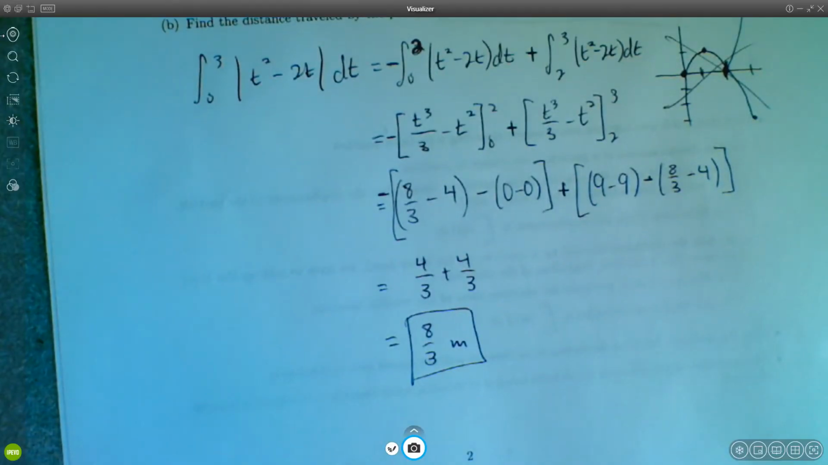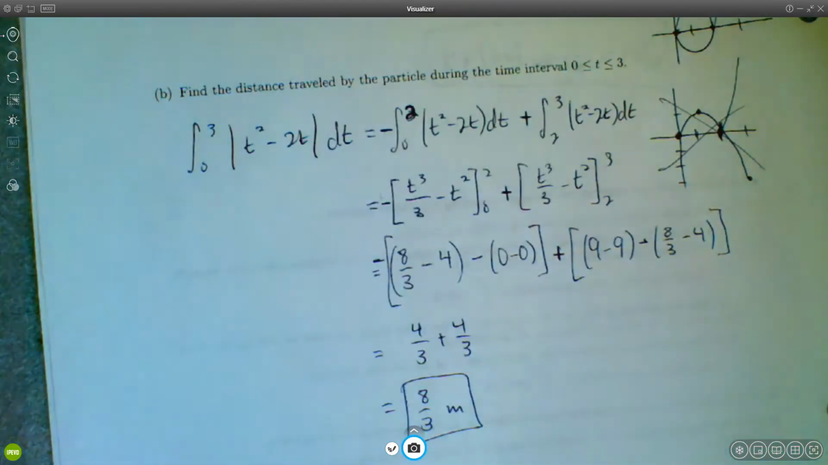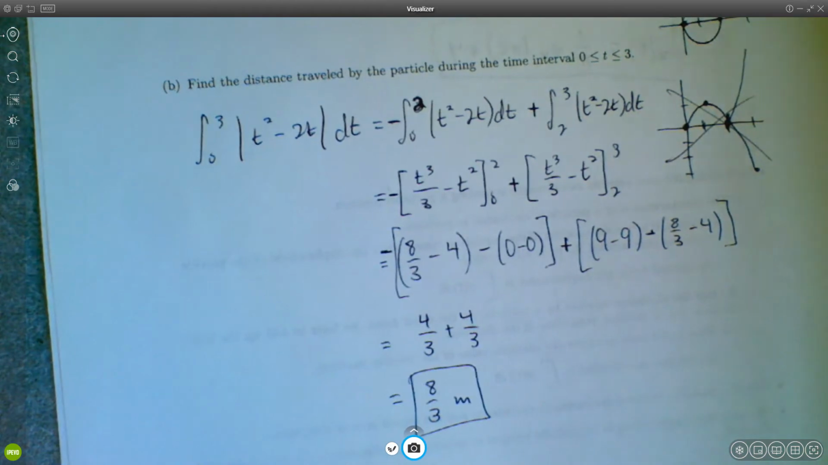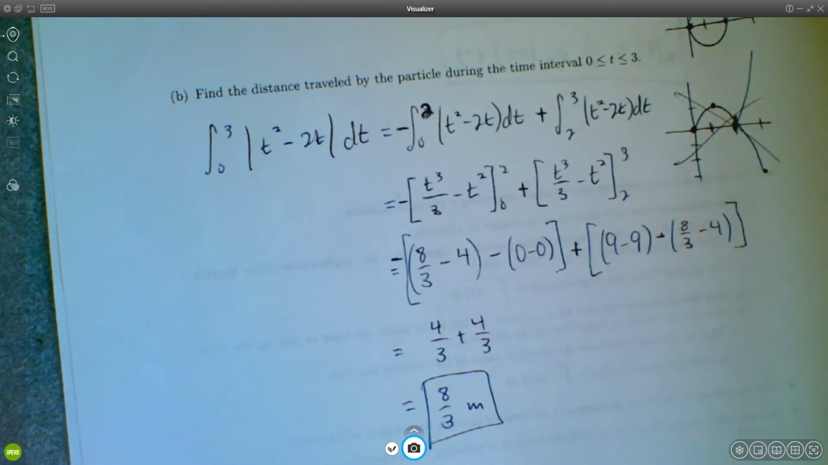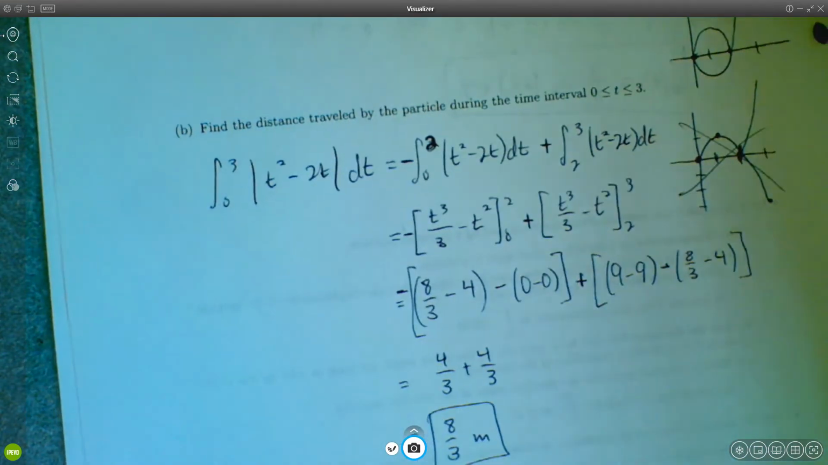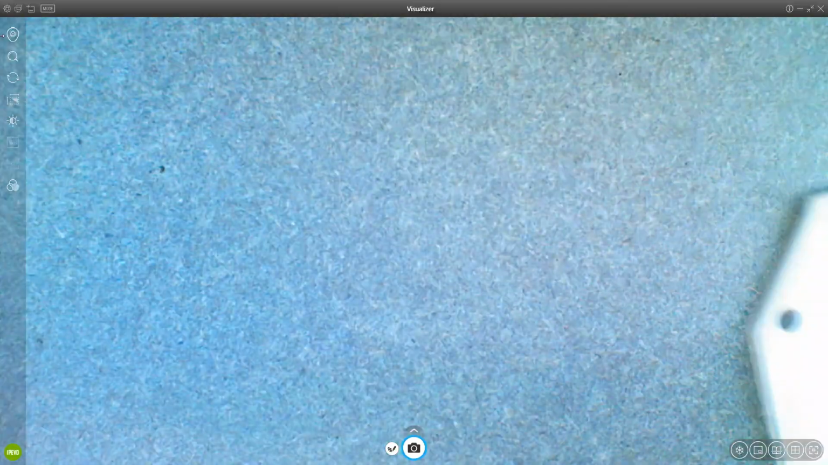Okay, so 2 2/3 of a meter, I guess, is the total distance that it travels. So there you go, right? So you can see the difference between displacement and distance traveled, right? Total distance traveled. Okay.